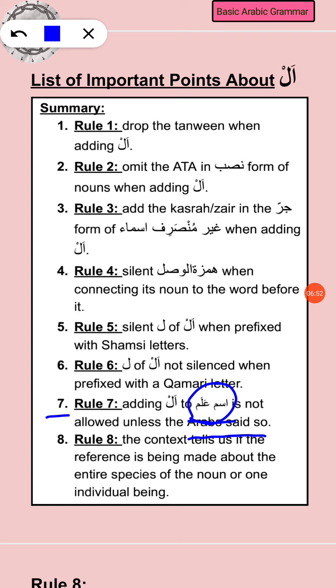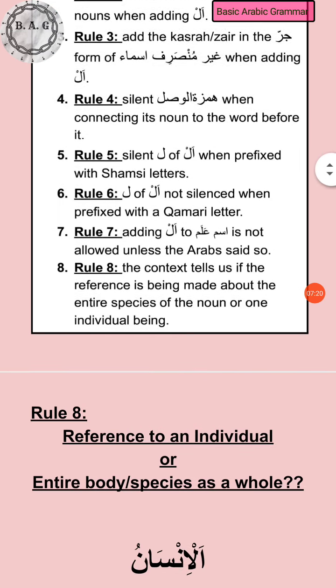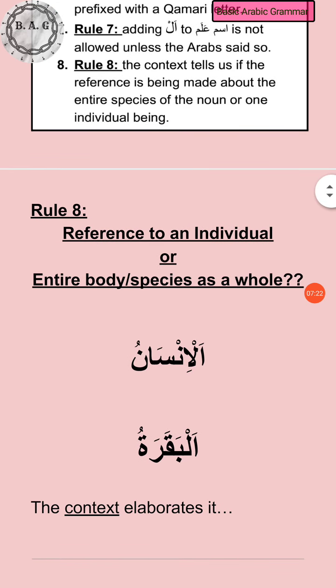And the next rule is the context tells us if the reference is being made about the entire species of the noun or one individual being. This needs more elaboration because we haven't touched on this point either. So we've got 3 points that we need to study now, and inshallah in this lesson that's what we're going to cover. So let's begin. All right, so we are going backwards.